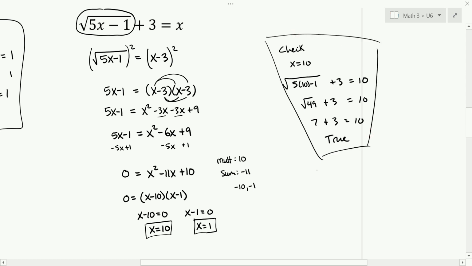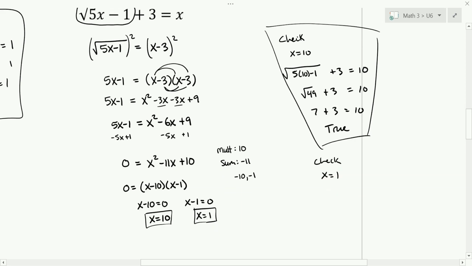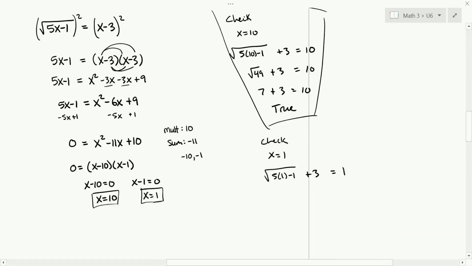And then let's check when x is 1. Here we get the square root of 5 times 1 minus 1 plus 3 is equal to 1. Now I'm already guessing there's going to be problems here because we're going to do something positive plus 3 equals 1. Not sure how that's going to work out, right? But let's go a little further on this.